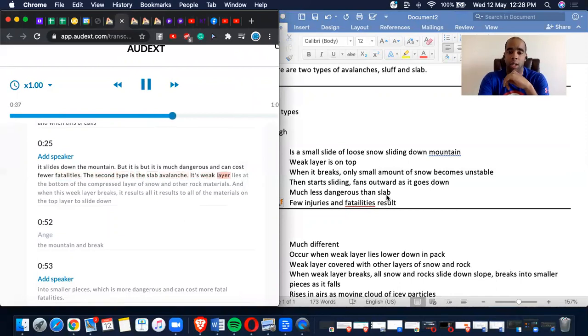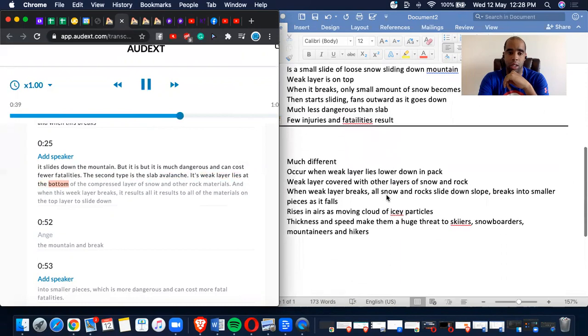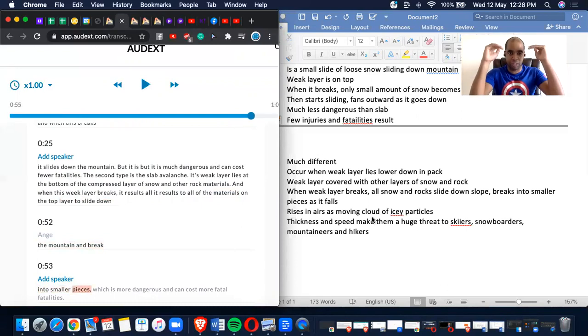Its weak layer lies at the bottom of the compressed layer of snow and other rock materials, and when this weak layer breaks, it results to all of the materials on the top layer to slide down the mountain and break into smaller pieces. Okay, now there was a little bit of confusion I see there.